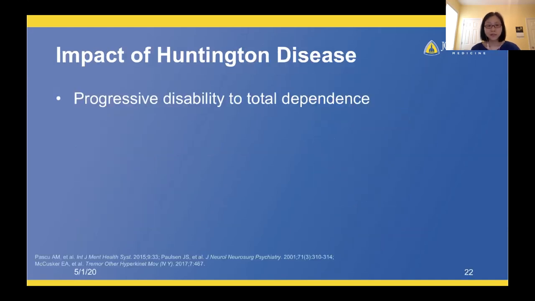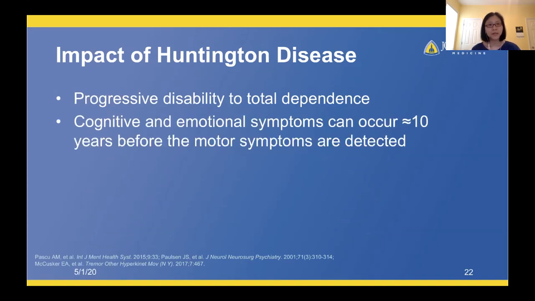The impact of Huntington's disease is quite great. It leads to progressive disability and eventually to total dependence. And as I mentioned earlier, cognitive and emotional symptoms can occur even 10 plus years before any of the motor symptoms are really visible and can be detected.